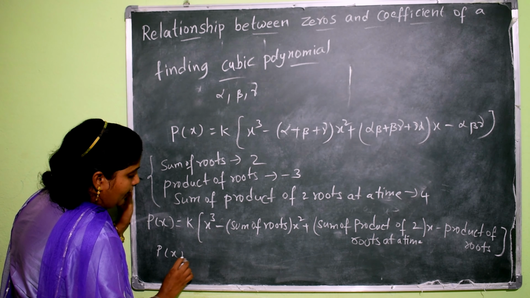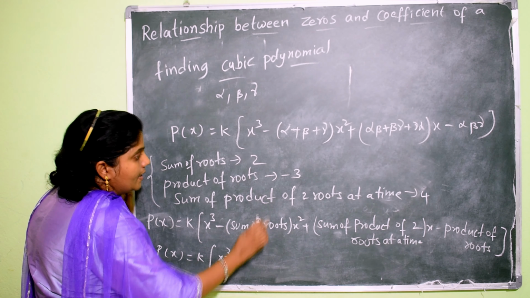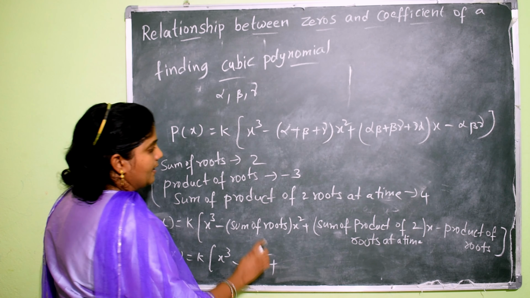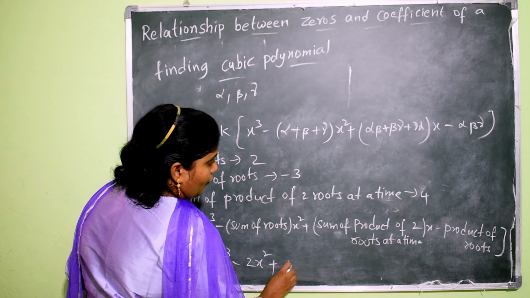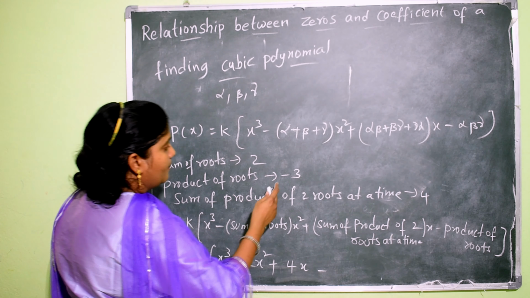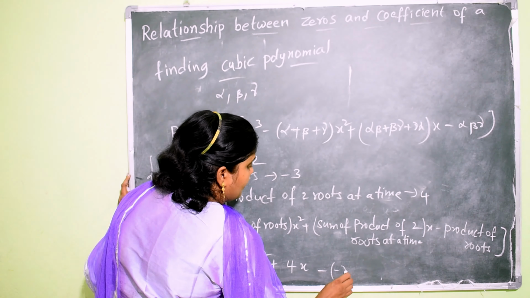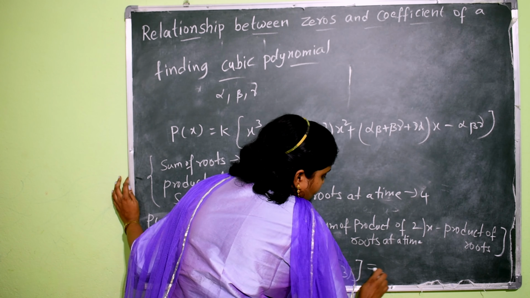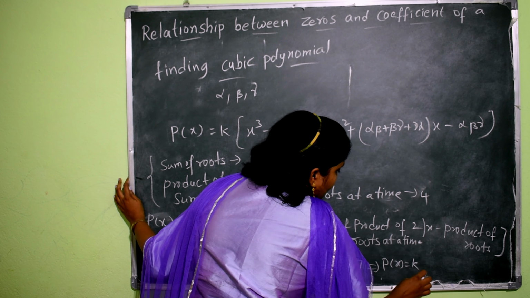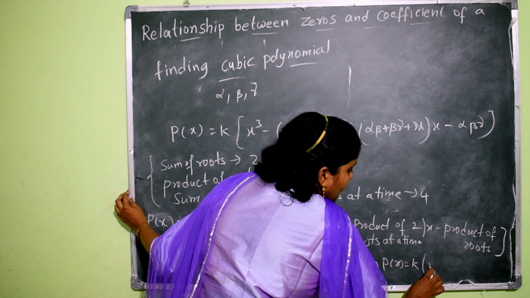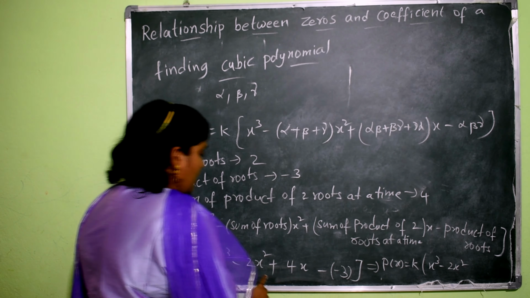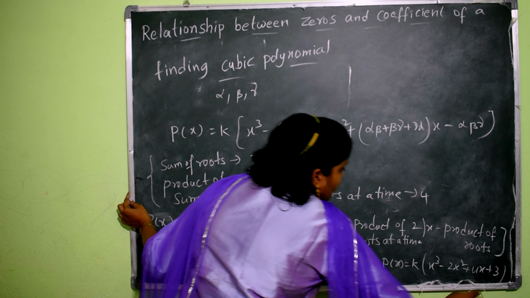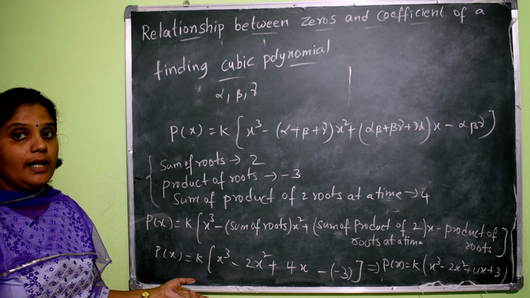p of x is equal to k into x cube minus, what is the sum of roots given? 2. So in place of the sum of roots I am keeping 2. 2 into x square plus the sum of the product of two roots, how much? 4. So 4 into x minus, what is the product of the roots given? Minus 3. So minus into minus 3, how much? Plus 3. That implies p of x is equal to k into x cube minus 2x square plus 4x plus 3. So if these values are given, we can find the polynomial by this method.